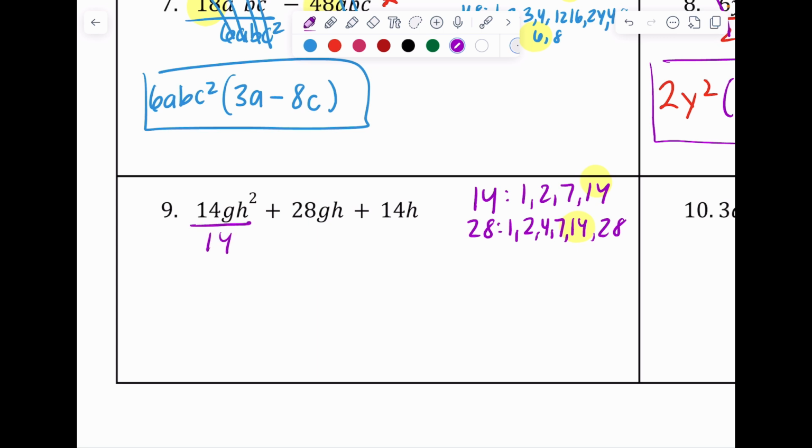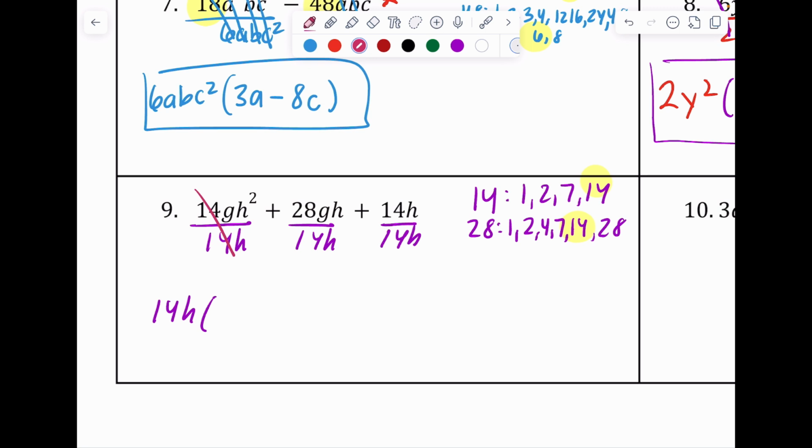So 14 could be divided here, 14 could be divided here, and 14 could be factored out here. Okay, now I want to look at my variables. This has a g, and this one doesn't have a g, so I can't factor out a g because only these terms had a g. I have h, and h. Now, again, look at the least. What's the least number? It's 1 and 1, so I can at least factor out one h. Okay, so I'm going to factor out 14h from all these terms.